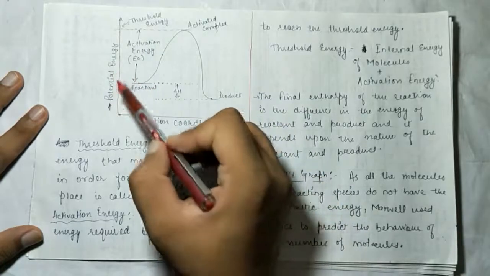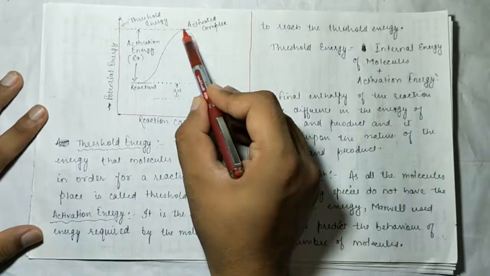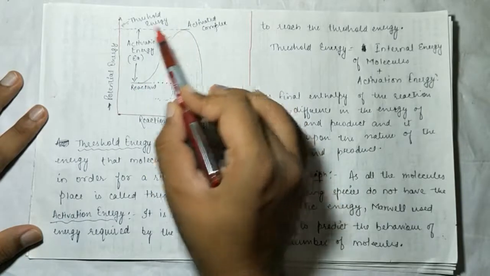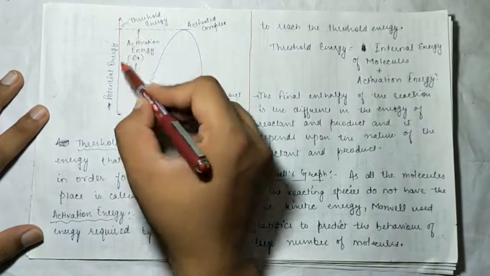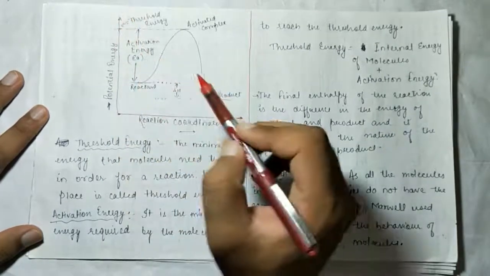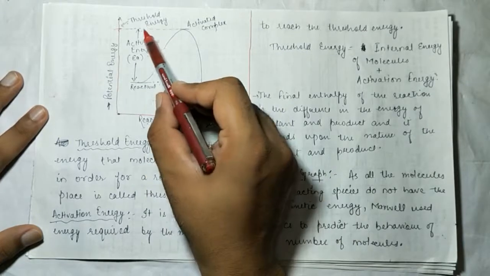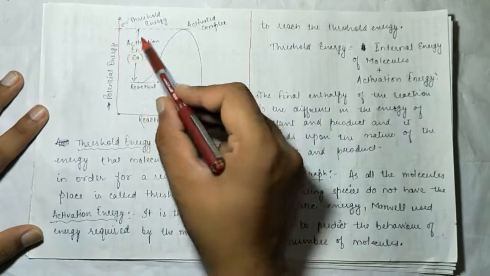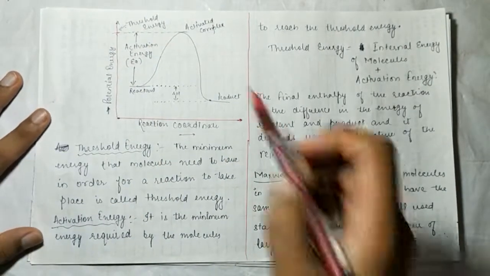Okay, so this is the energy, or you can say in the form of potential energy, at which the reactant starts reacting, and this is called threshold energy. Okay, threshold energy is this energy, the gap from 0 to here, and the energy required by the reactant to reach the threshold energy is called activation energy. Until a reactant reaches the activation energy, it does not start the reaction at all.